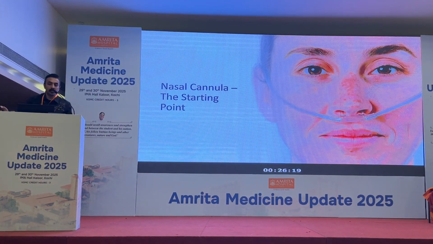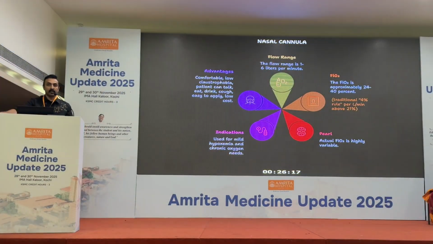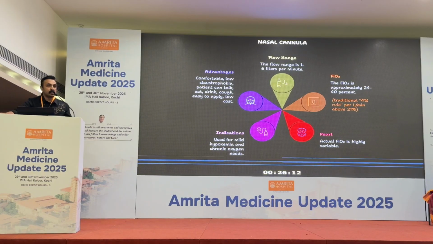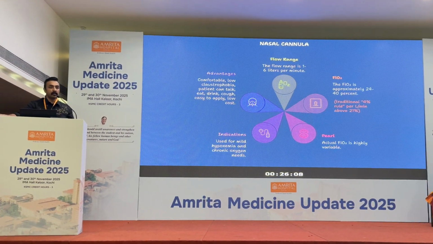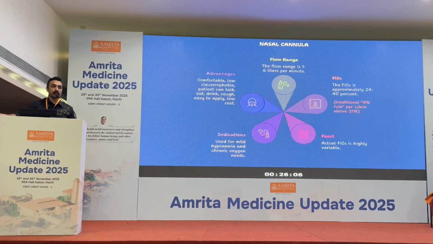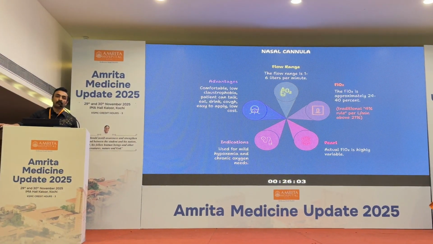So we will start off with the first device, that is the nasal cannula. That's the starting point, right? So few points here. What is the usual rate at which we keep the nasal cannula? It's usually 1 to 6 liters, some people say 1 to 5. So basically, how do you calculate the FiO2? As I've written here, it's the traditional 4% rule.